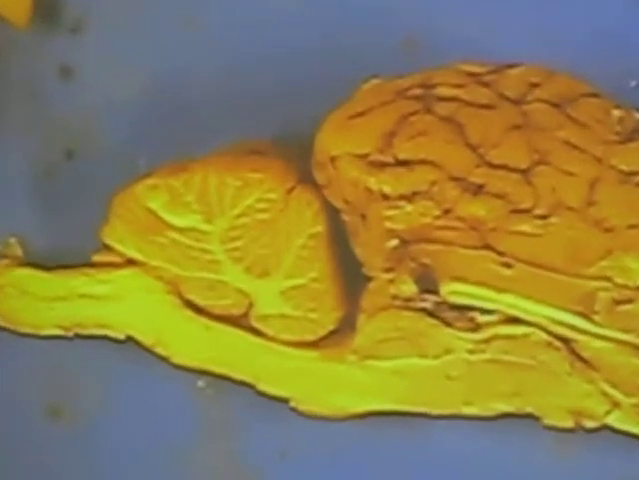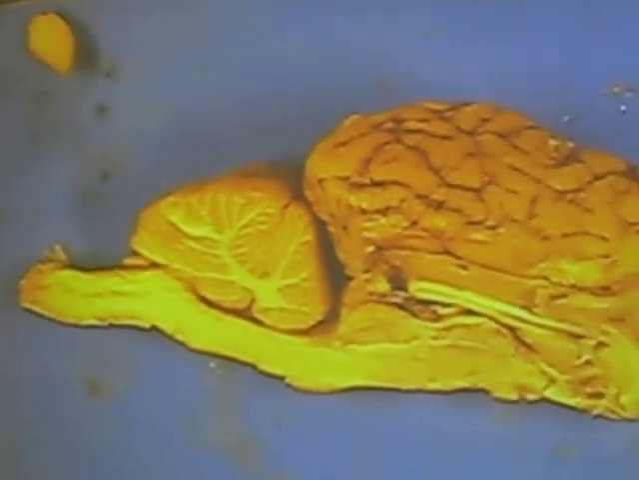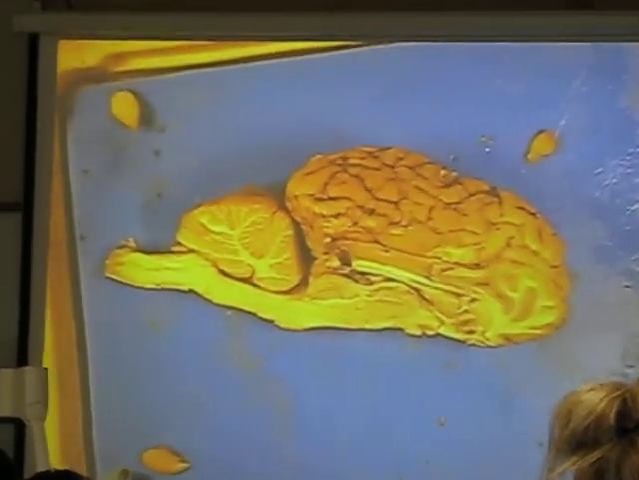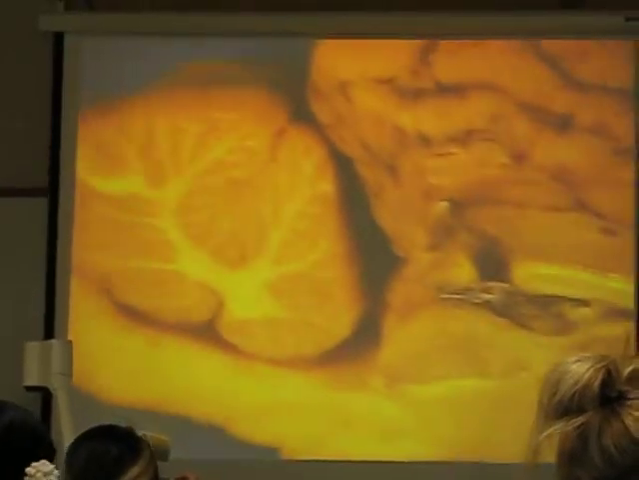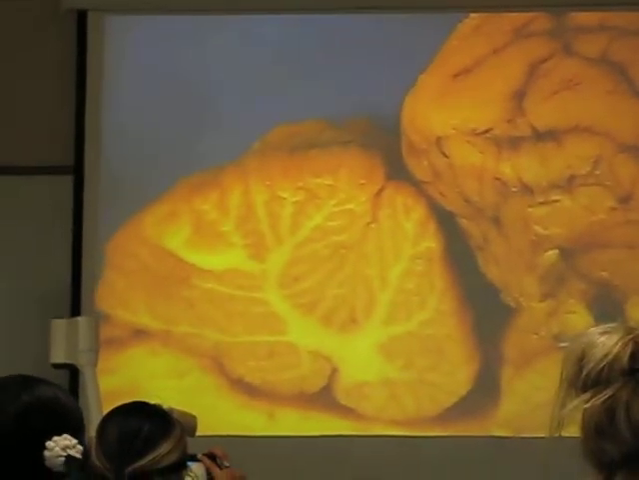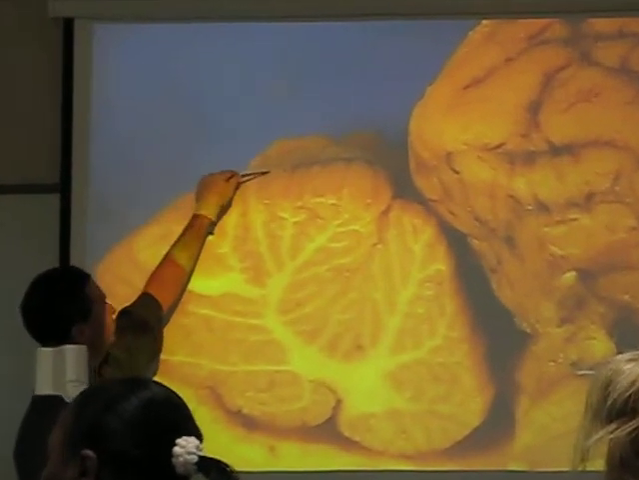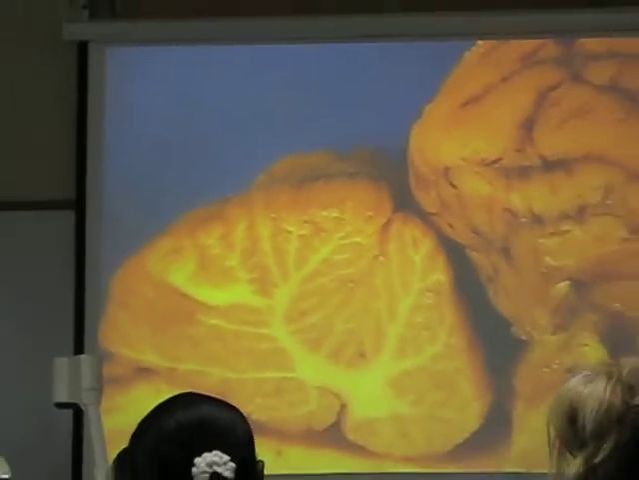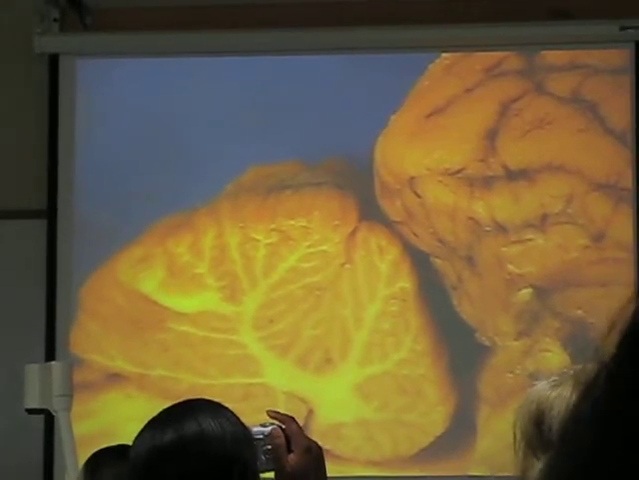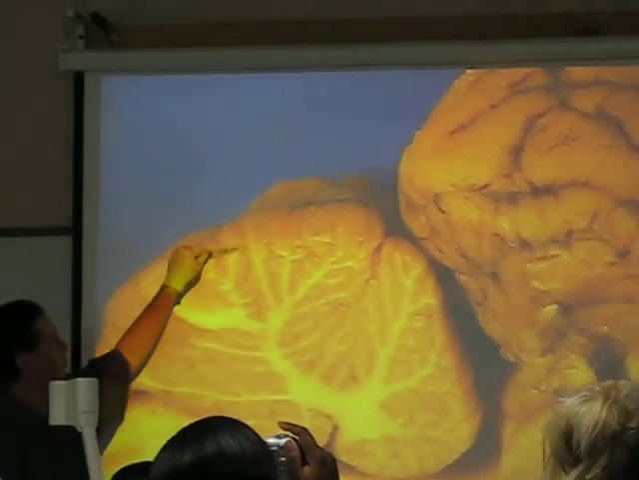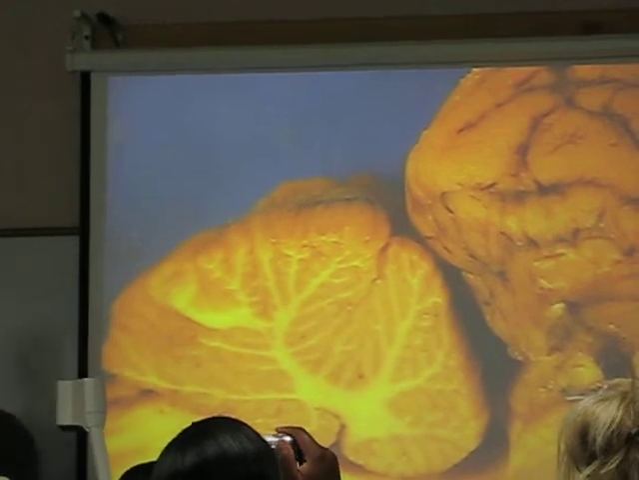Now, when I zoom in here, you'll notice you see the little ridges up here, and then little grooves. Okay, well, it's a different structure. It's not the cerebrum, so it's not a gyrus and sulcus. On the cerebellum, we call the ridges folia, and the indentations or grooves, we call those fissures.